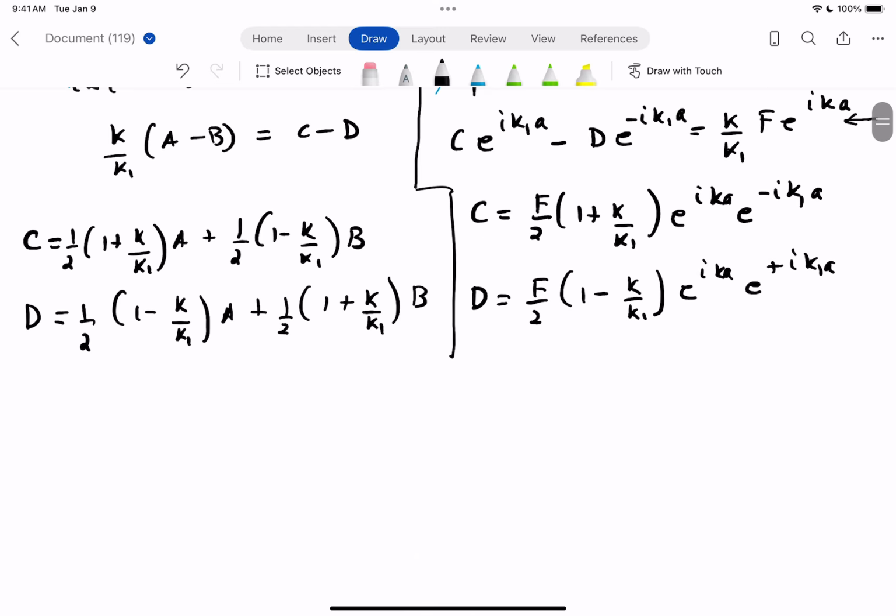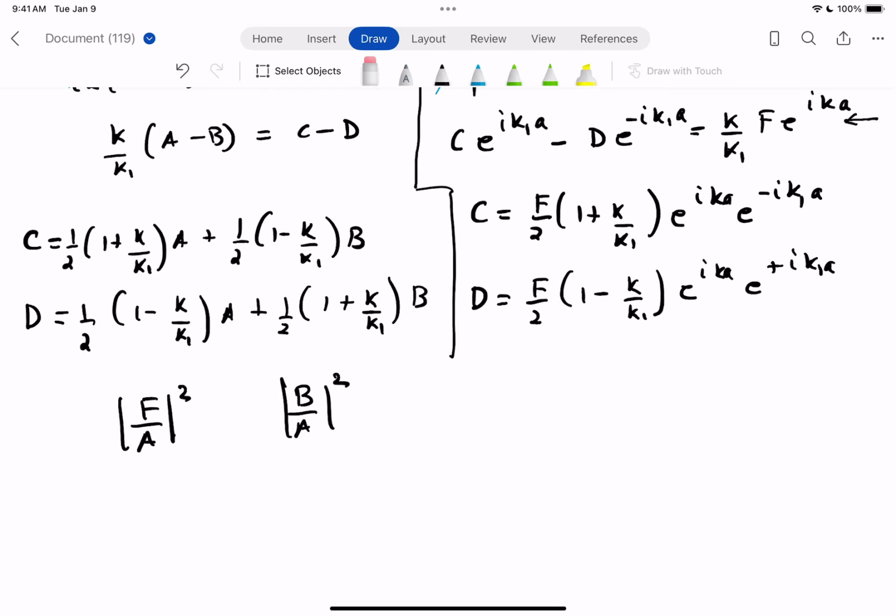Alright, so now let's calculate. So our goal is to find these two ratios. We want to find F over A for the transmission coefficient, because the transmission coefficient is going to be F over A squared, and the reflection coefficient is B over A squared. So that's what we want to do here. What we're going to do is first try to find B over A, and then we'll use that to find F over A.